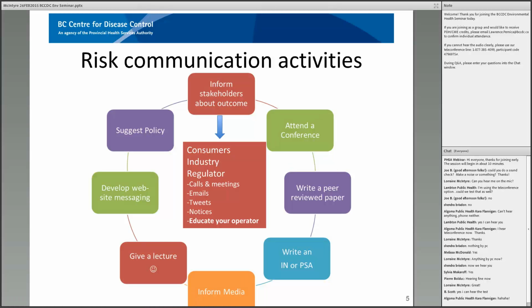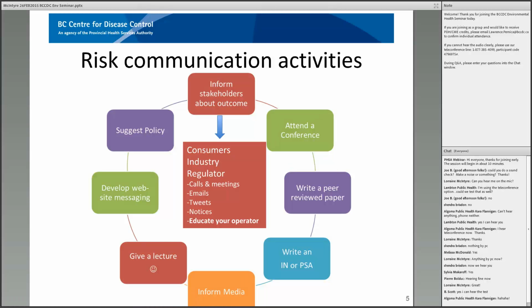It could just be having a meeting or a telephone call, could be an email or a tweet. Not from Lorraine, because I don't know how to tweet, or it could be educating your operator. Some of the other things we do is develop website messaging, and occasionally we'll suggest policy to our Ministry of Health. One of my favorite things to do is to write a peer-reviewed paper and attend a conference.